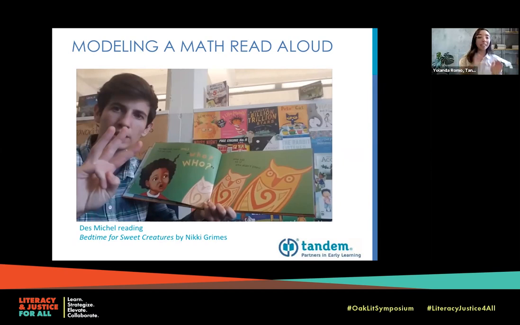I would love to hear from at least 3 participants to share out loud. What math examples or what math concepts did you see being practiced while using these pages from Bedtime for Sweet Creatures?